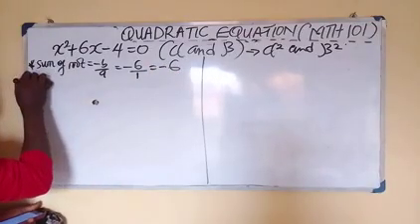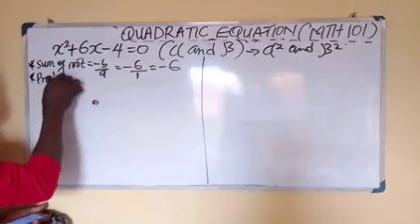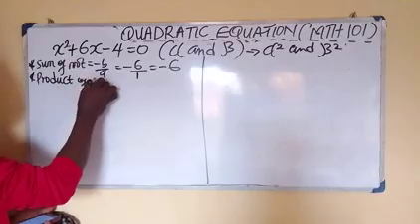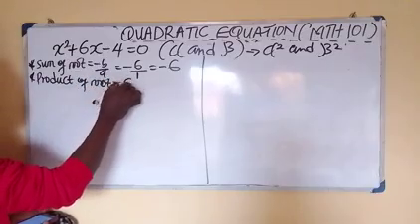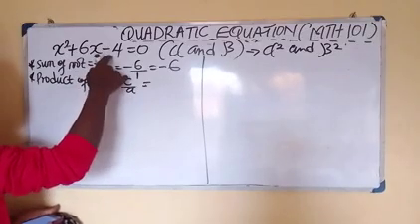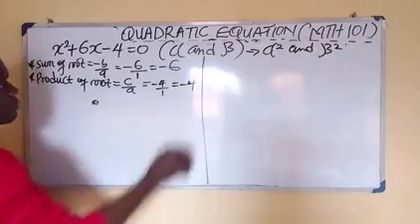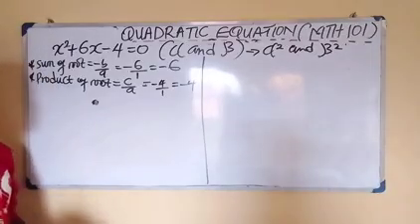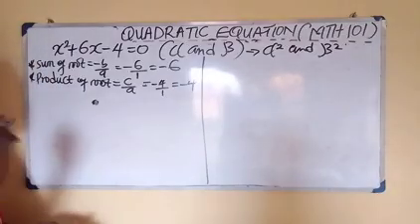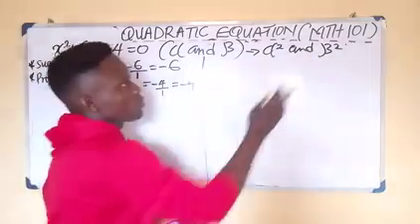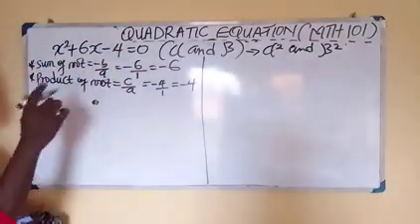Then the product of roots, which is c over a, minus 4 over 1, and that is what? Minus 4. I believe that is clear enough. This is the first step. And the second step is to look for the sum of these two guys, the sum of those two.